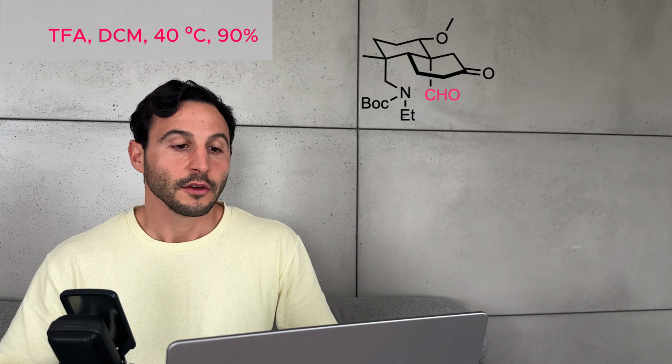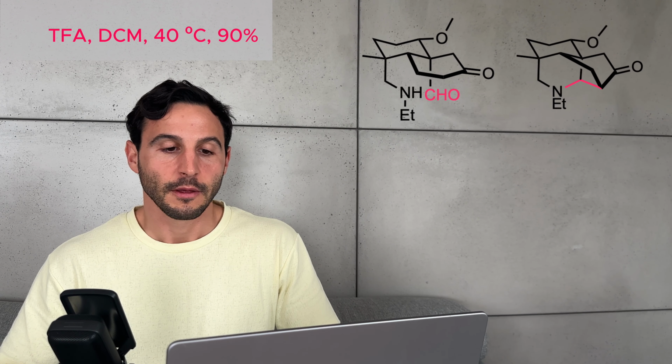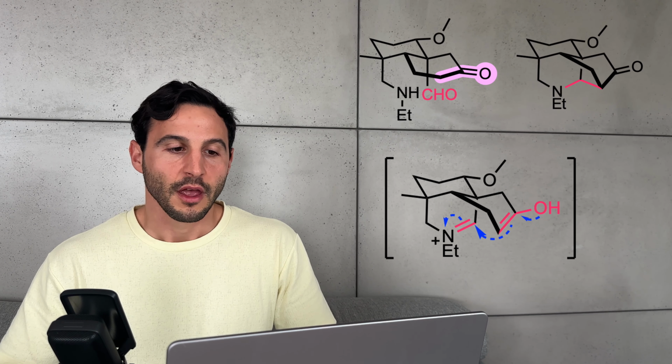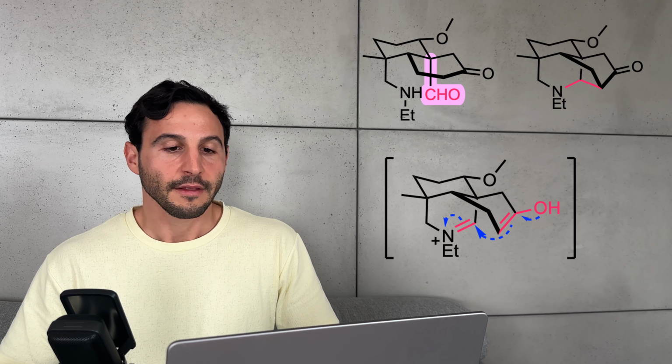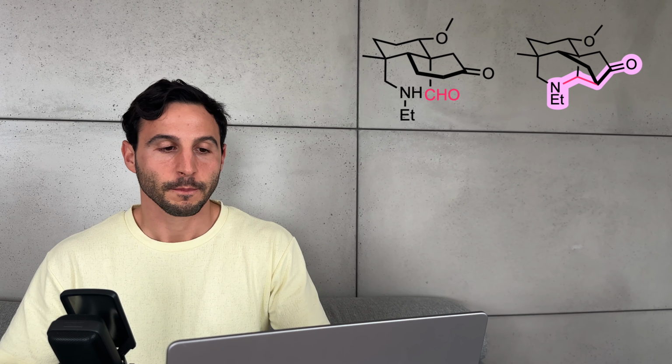Addition of TFA to the substrate promotes the Boc cleavage and the Mannich cyclization to give the tetracycle. The Mannich reaction involves the condensation of an aldehyde or ketone with a primary or secondary amine and a non-enolizable aldehyde or ketone to prepare aminoalkylated derivatives.